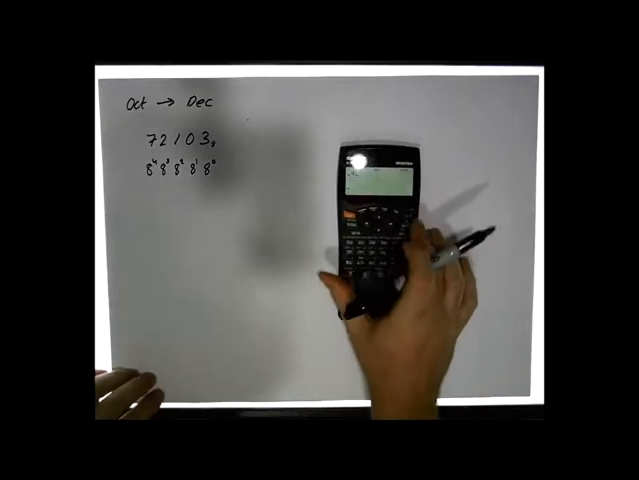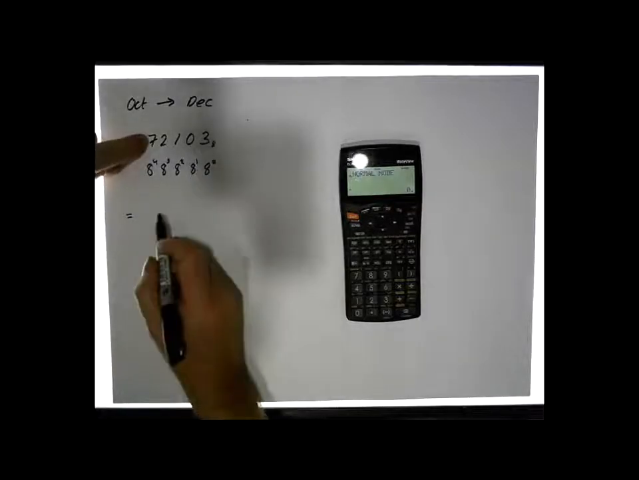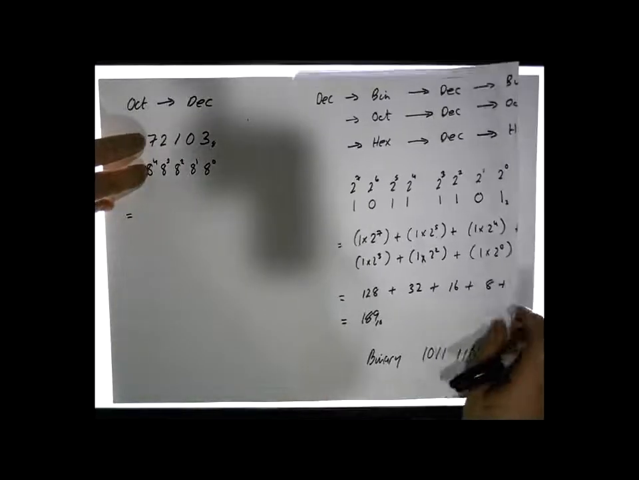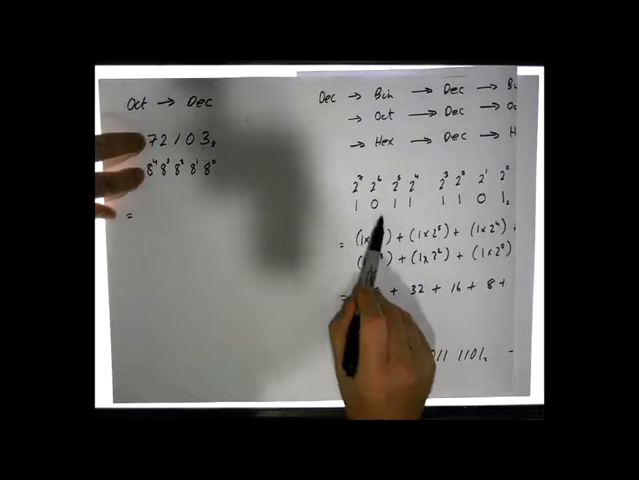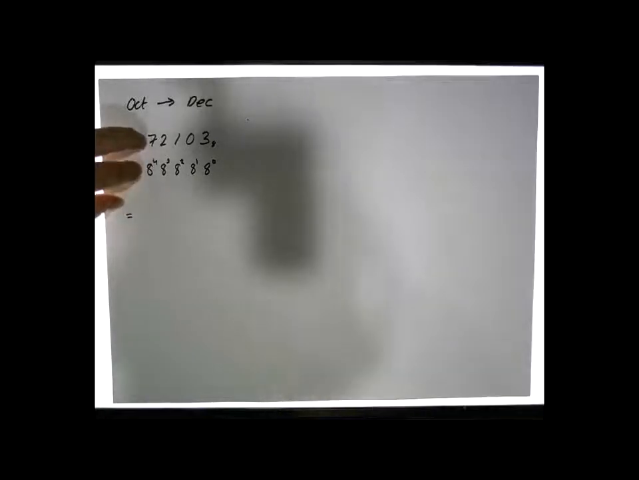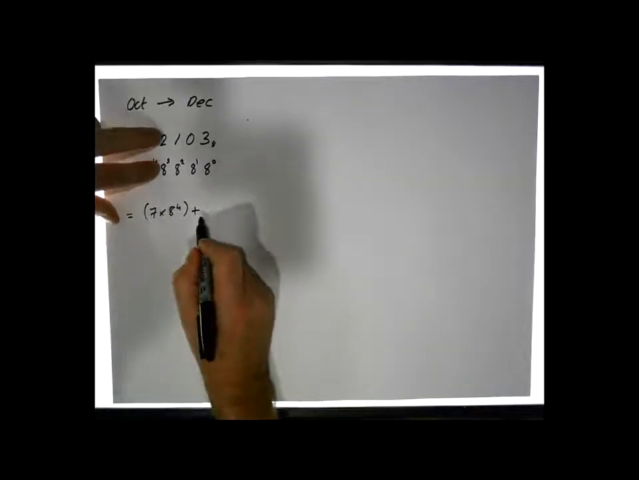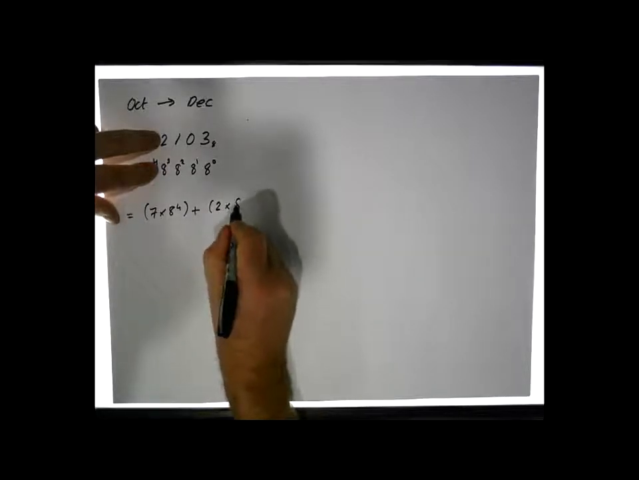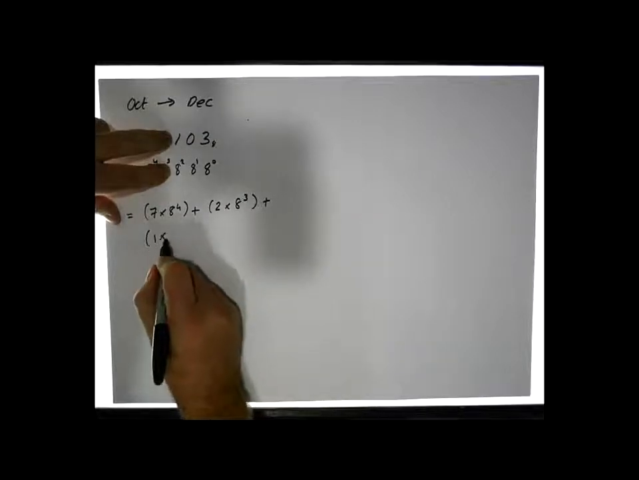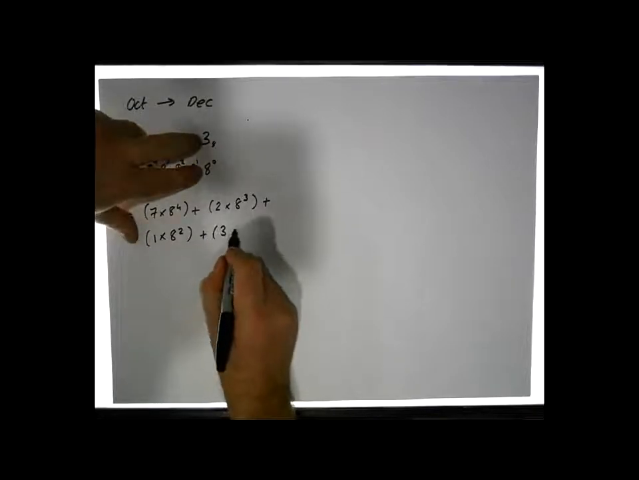I'll need my calculator now for this. So effectively, there's 7 8s to the 4s. Earlier on with our binary system, you only had 1 or 0 of the numbers in the system. Now we have 7 8s to the 4. So this is 7 times 8 to the 4, plus there's 2 8 cubes, plus 1 8 squared. Plus there's none of them, but there's 3 of them, 3 8s to the zeros.